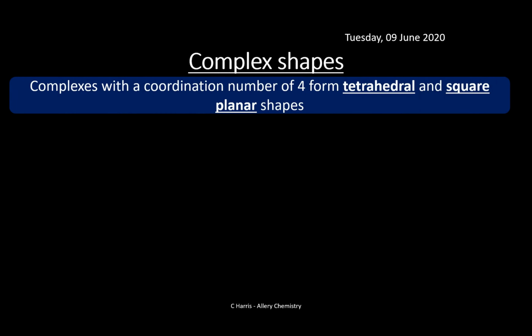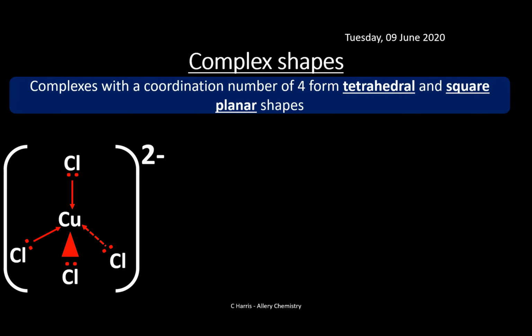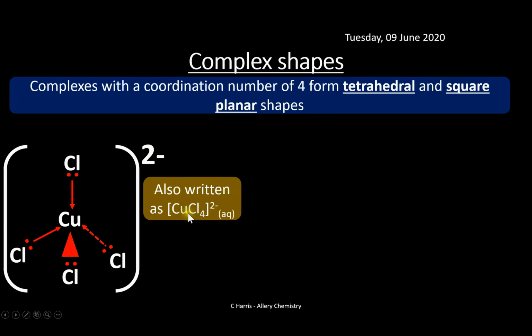Complexes with a coordination number of 4 form tetrahedral and square planar shapes. So let's have a look at this one. Here's an example. This is copper with 4 chlorine ligands surrounding it. Remember, chlorine is a bigger ligand, so you can only fit 4 of these around the central metal ion.